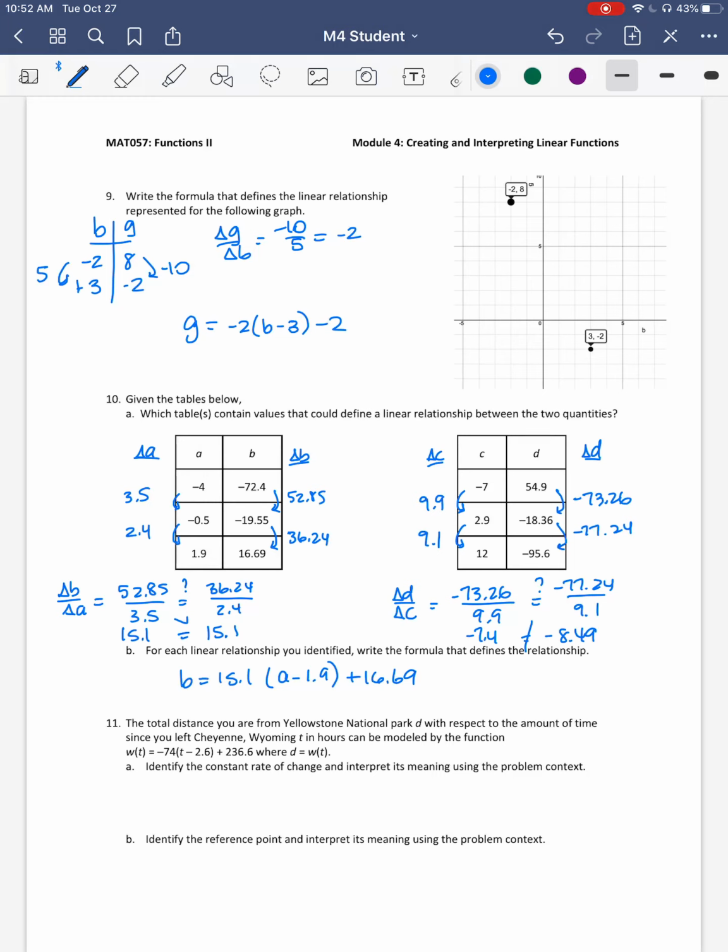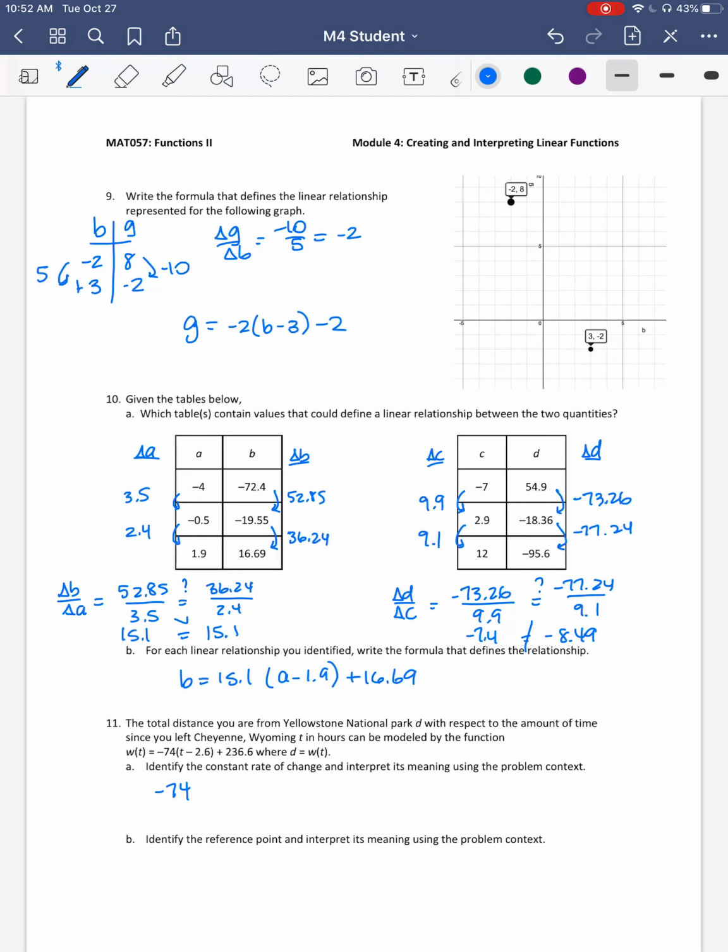All right, last question. The total distance you are from Yellowstone National Park, D, with respect to the amount of time, T, since you left Cheyenne, Wyoming, can be modeled by this function. Identify the constant rate of change and interpret its meaning using the problem context. So negative 74, and the units are that. It's always output with respect to input.